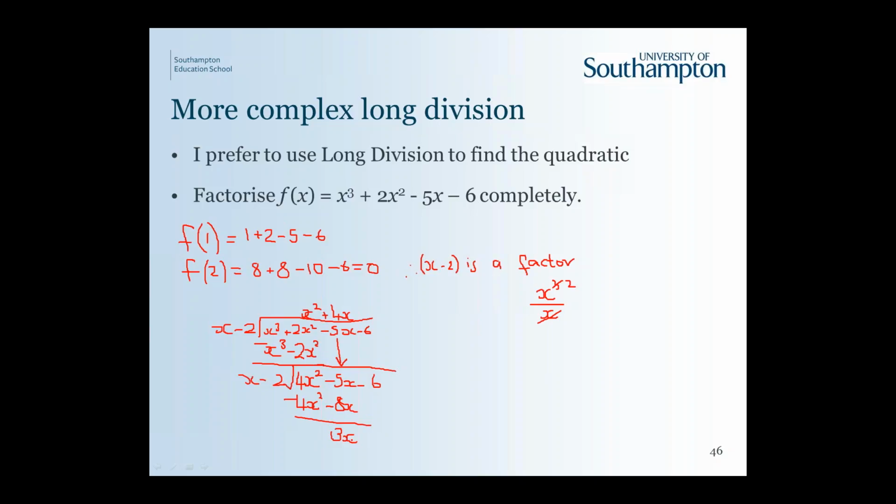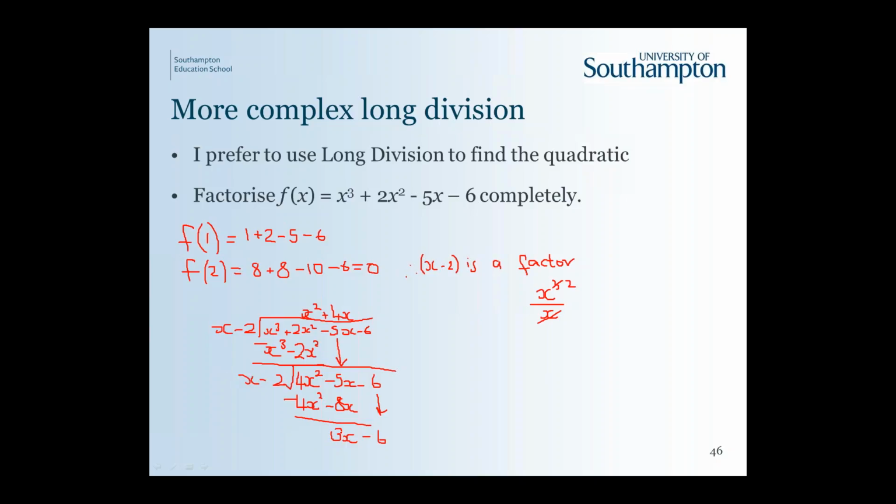Minus 5 plus 8. Luckily, it looks like I did it correctly in the first place, because it should in fact be 3. Okay, so that's just a 3x. I bring down the minus 6. And now my new division is x minus 2 into 3x minus 6.